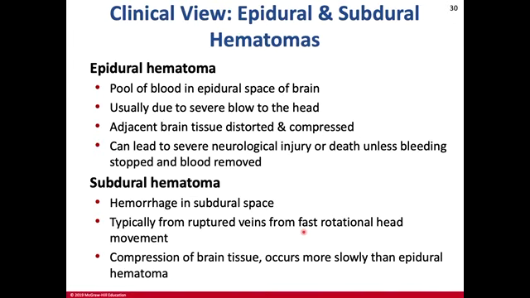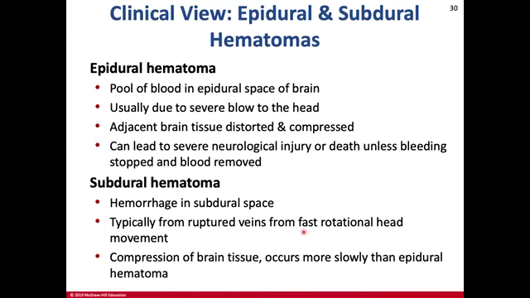An epidural hematoma is a pool of blood in the epidural space of the brain, usually because of a severe blow to the head. We call that blunt force trauma, right? Adjacent brain tissue is distorted and compressed and can lead to severe neurological injury or death unless bleeding is stopped and the blood is removed. A subdural hematoma is a hemorrhage in the subdural space coming from ruptured veins that result from things like rotational head movement and can cause compression of brain tissue and usually is slower than an epidural hematoma.